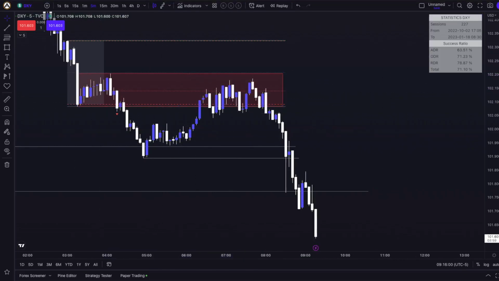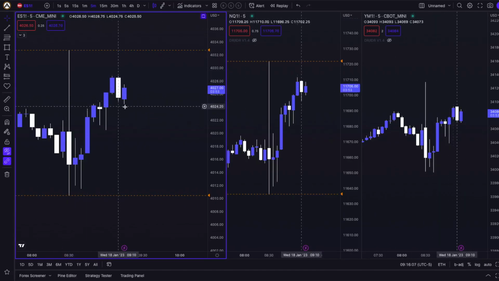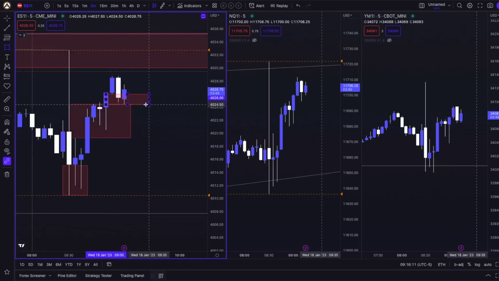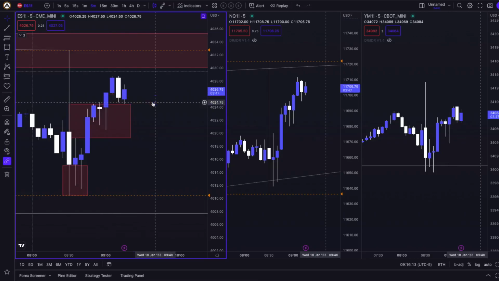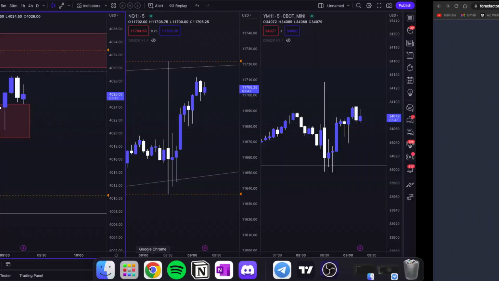All right, so let's have a look at DXY, at our US indices comparison chart right here. So right now we're filling some sort of a fair value gap, but overall ICT is staying on the sidelines until ICT tweeted. Let's have a look.